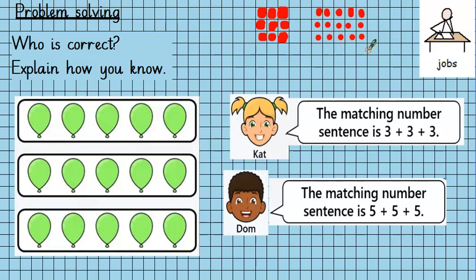Which one looks more like the balloons? I think it's Dom. There are 3 rows, 1, 2, 3. So 1, 2, 3, and there needs to be 5 each time. 1, 2, 3, 4, 5. Well done. If you got that right, Dom was the one that was correct.